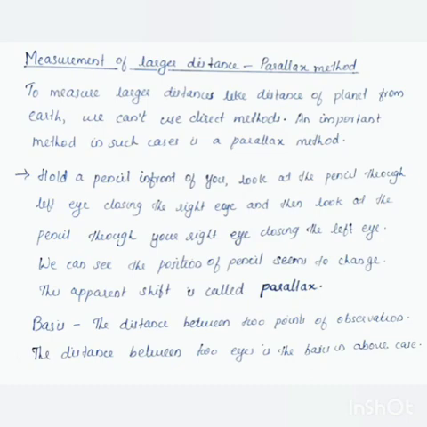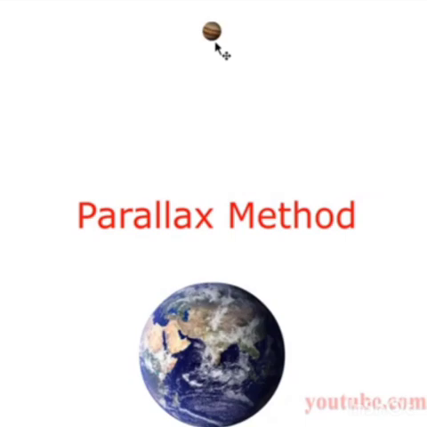Now, in this parallax method, the distance between the 2 points of observation is called the basis. So, in our above example, the basis was the distance between our two eyes. So, parallax means the apparent shift that occurs, and basis is the distance between 2 points of observation. Now let us see how we can apply this method to know the distance of a planet from Earth.